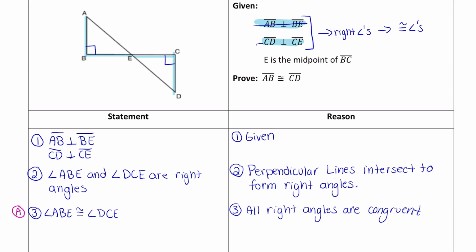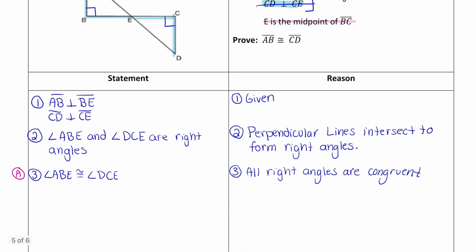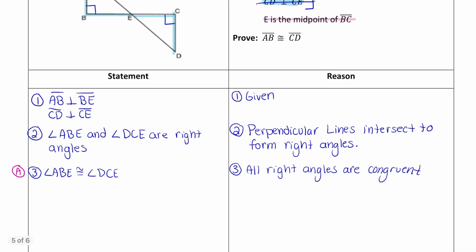So done and done. Okay, now I'm going to go to my next given, which is that E is the midpoint of BC. So let's write that in. I'm going to do that in pink. So for 4, it's E is the midpoint of BC.